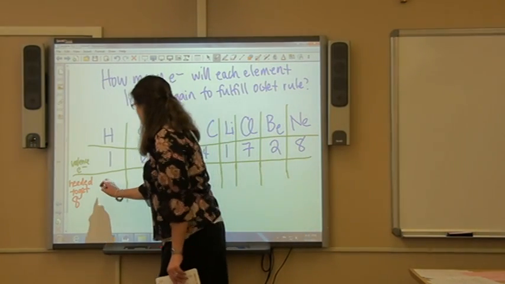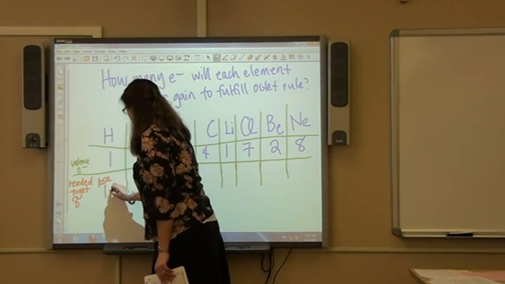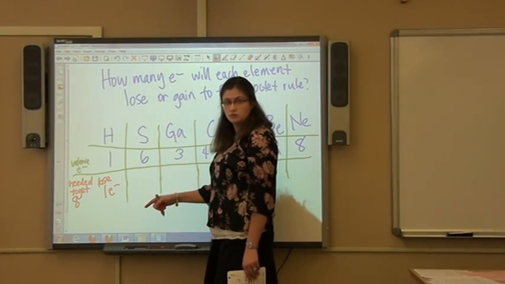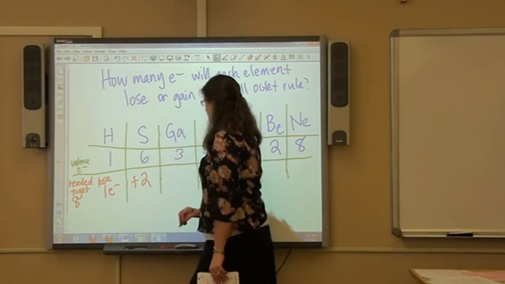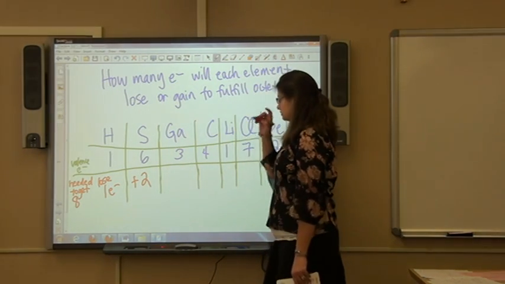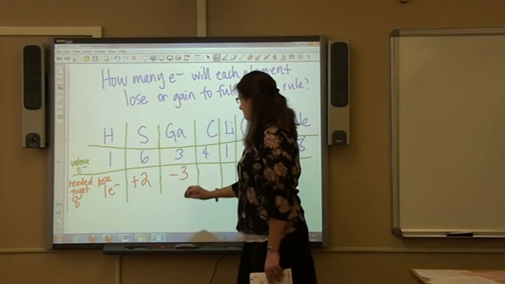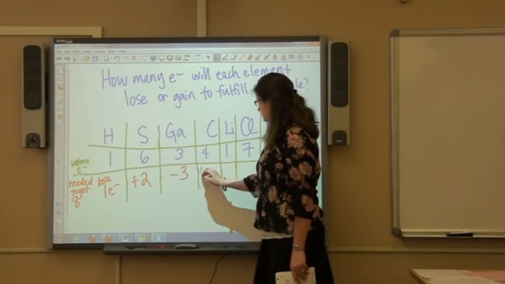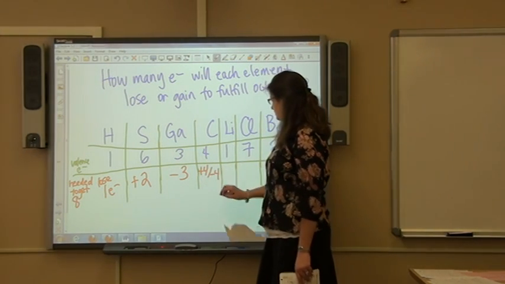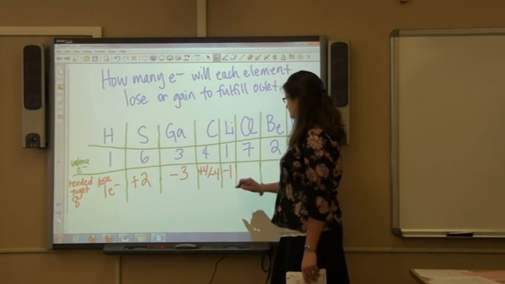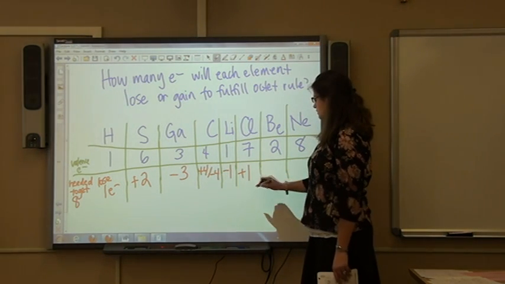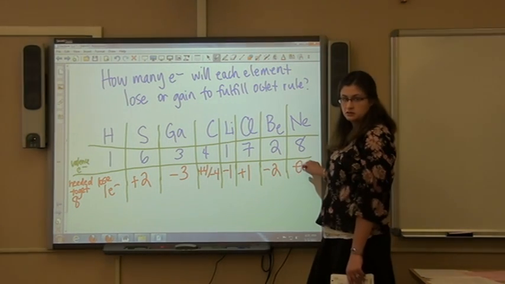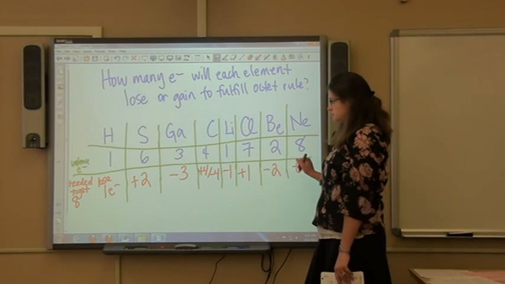So we need to lose 1 electron for hydrogen. Sulfur, we're at 6. So to get to 8, we would need to add 2. Gallium has 3. So we need to lose 3. Carbon has 4. So we can either add 4 or take 4 away. It's the one that's in the middle. Lithium needs to lose 1. Chlorine needs to gain 1. Beryllium needs to lose 2. And neon is a noble gas that will not react, so we're going to put a 0 here.